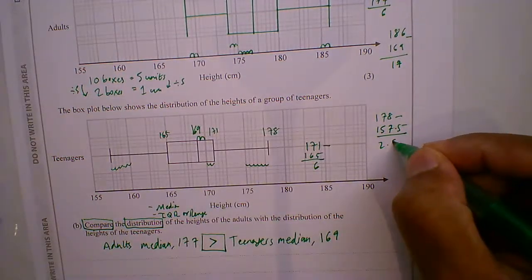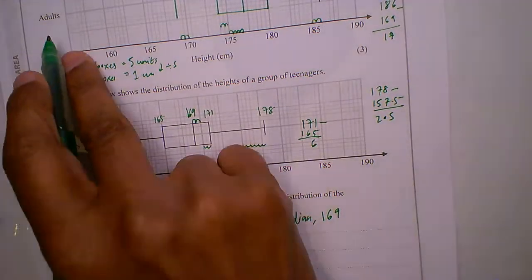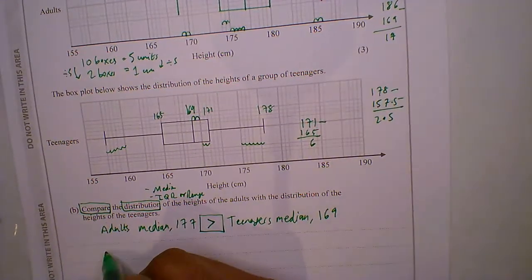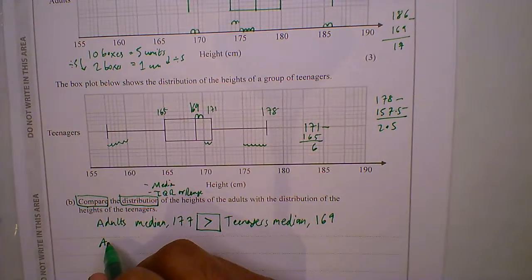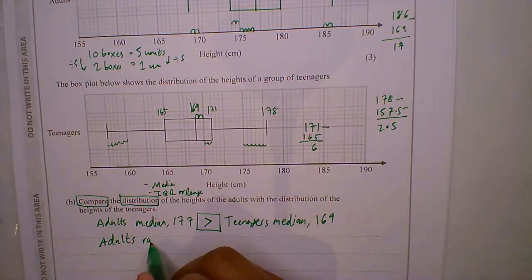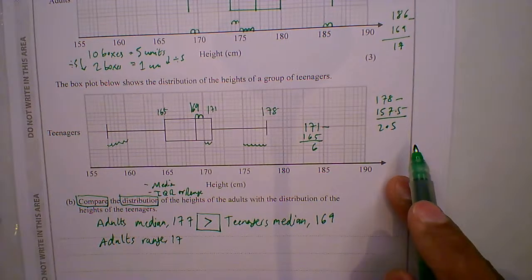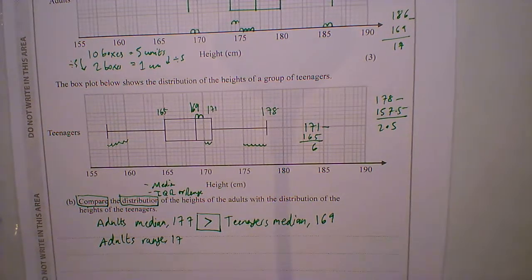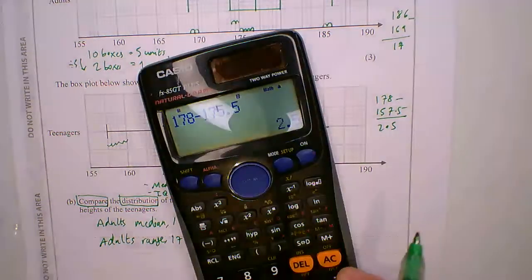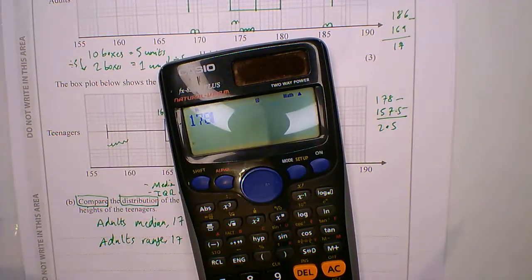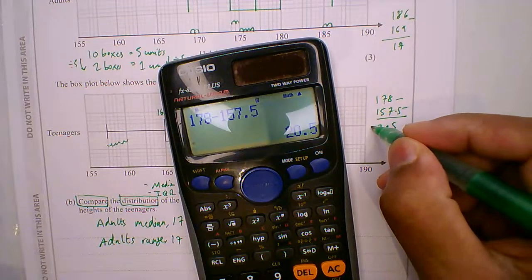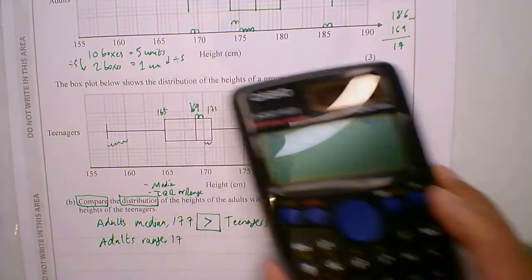So that's something that I can talk about. I can now write the adult's range is 17. And then the teenager's range is, hold on a second, that can't be right. That's not a difference of 2. There must be something I typed in wrong, so be careful when you're using your calculator. 178 take away 157.5, and you can see it's 20.5. I nearly made a silly mistake there.